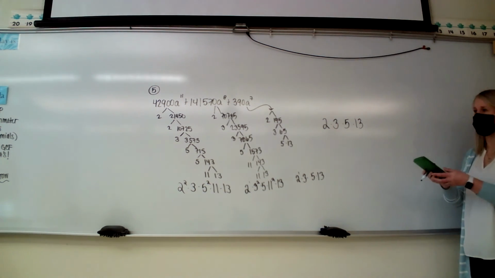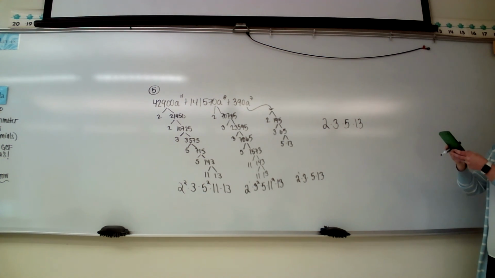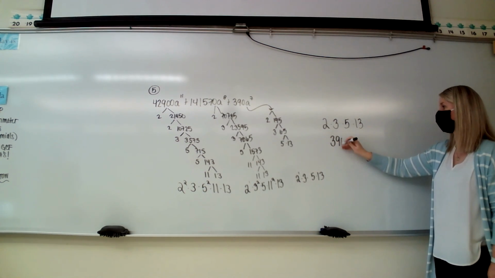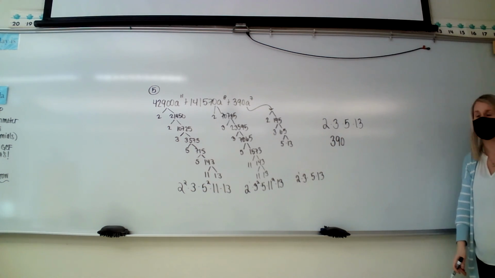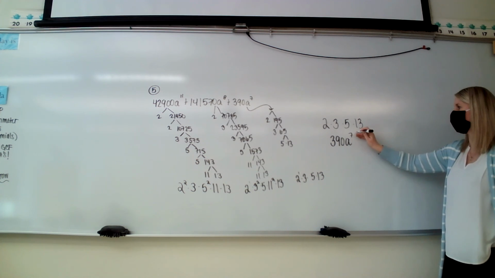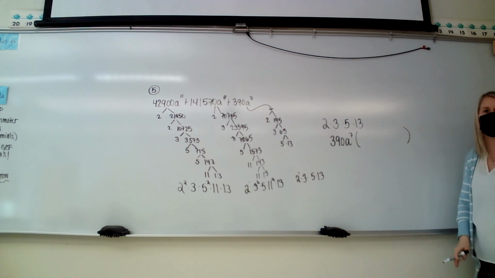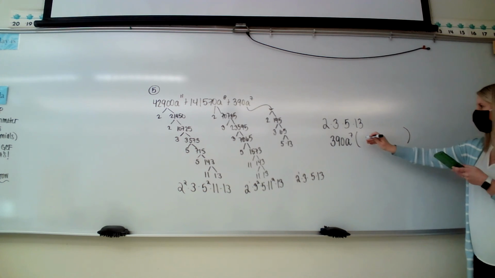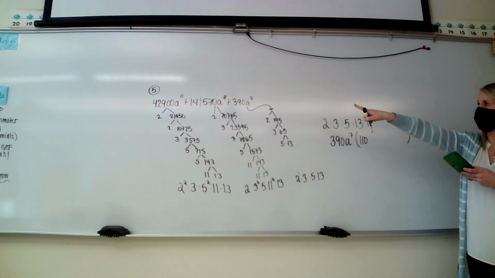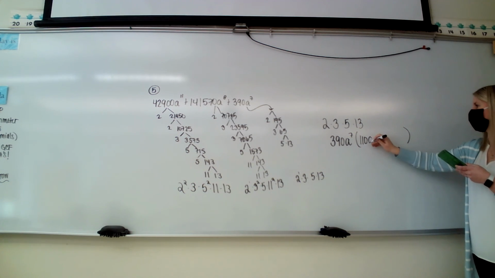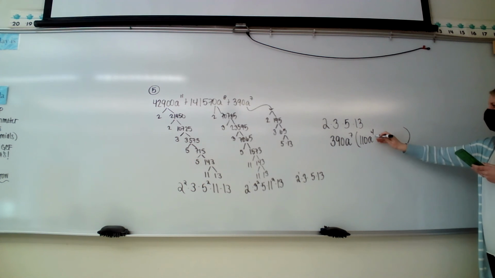So my GCF for the number would be a 2 times a 3 times a 5 times a 13, 390, is it? Oh, that's so precious, it was part of our original number. And then when I look for the a's, the lowest exponent is a to the 7th. So let's see what we'll get when we divide it out. 42,900 divided by 390 is 110. If I have a to the 11th, but I take out a to the 7th, remember you subtract those, that's a to the 4th.